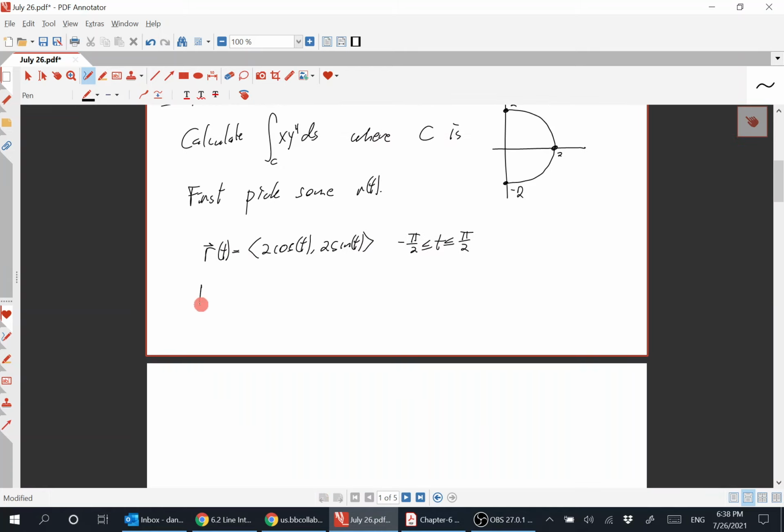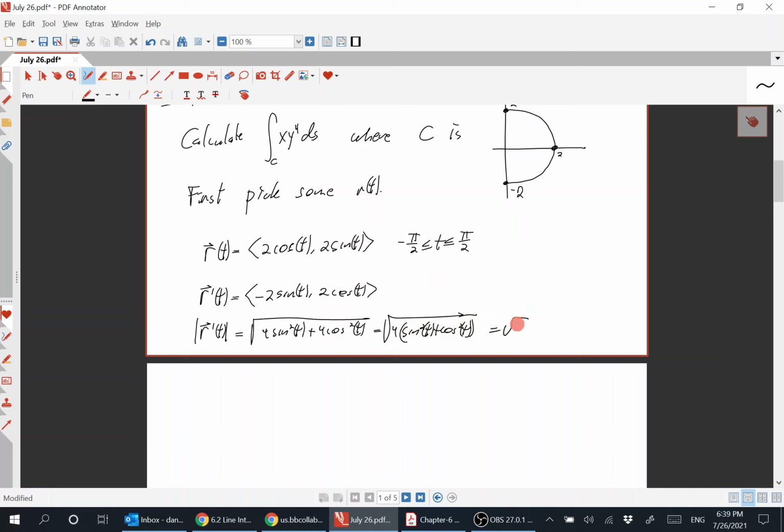Okay, so you need to calculate r prime of t for the scalar line integral and the length of r prime of t. So r prime of t is minus 2 sine of t, 2 cosine of t. And so the length of r prime of t is just 2. I mean, it's the square root of this squared plus that squared. So 4 sine squared t plus 4 cosine squared t, which is 4 times sine squared t plus cosine squared t. This is 1, so square root of 4, which is 2.